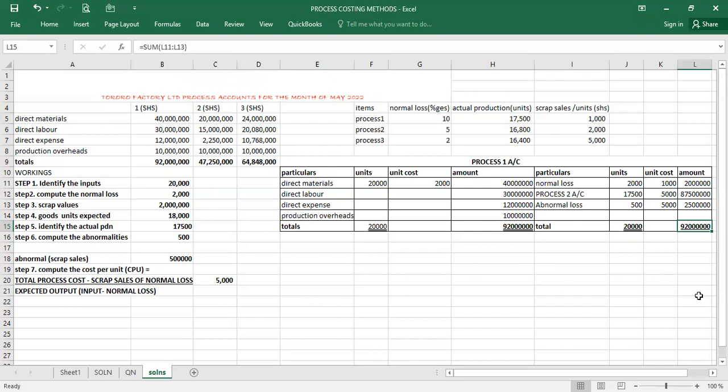From there, we can even save. Then we've done our process one account. But since you are seeing here in process one, we are saying that this is supposed to be in process two. It means we've credited process one with the process two figure, which is supposed to be taken to the debit side of the process two account, so that we complete the double entry.